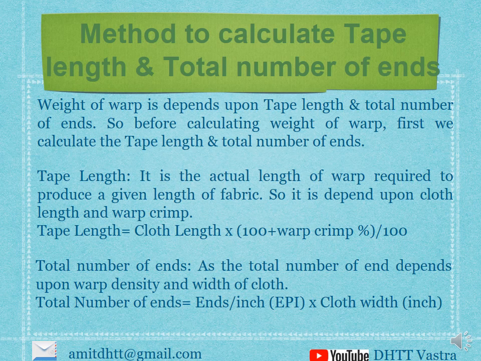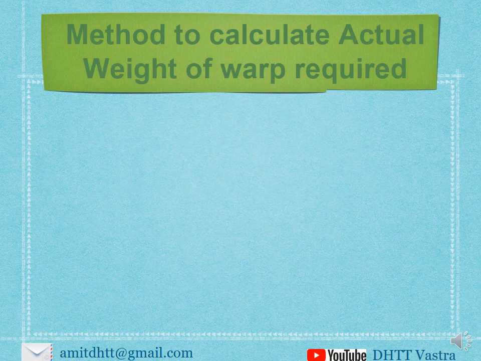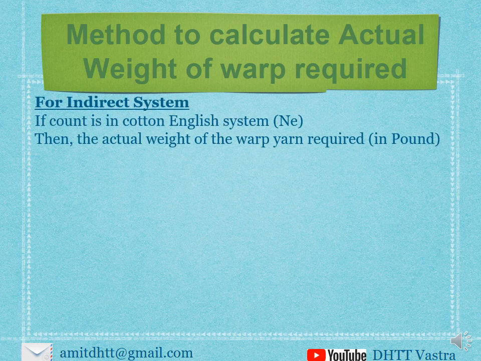Numerically, tape length is equal to cloth length into (100 plus warp crimp percentage) divided by 100. And the total number of ends, as you already know, depends upon the width of the fabric and the ends per inch. So numerically you can easily calculate it: ends per inch into cloth width in inches. After calculating both, we can easily calculate the total actual weight of warp required.